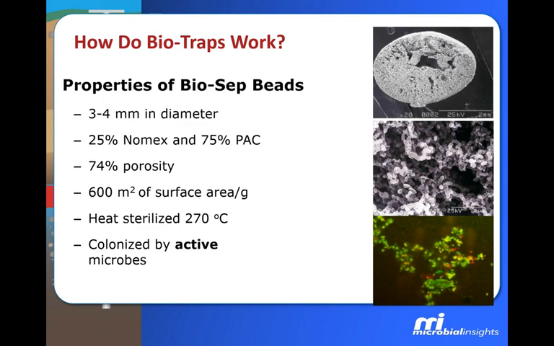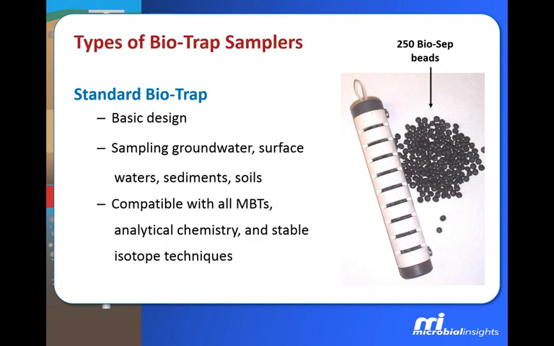Now, once we've collected the microorganisms, as I'll be illustrating for you, we can analyze the beads in the biotrap and the microbial cultures we've collected using a variety of different kinds of molecular biological tools. We could also do analysis of just chemical methods as well as stable isotope analysis. But I'll be illustrating that as we go along.